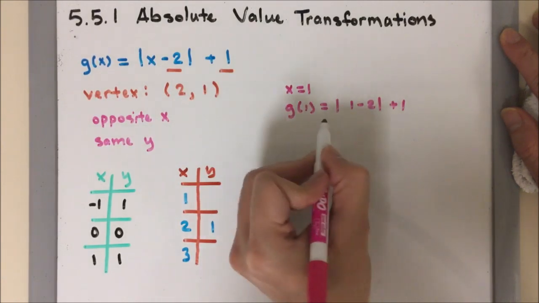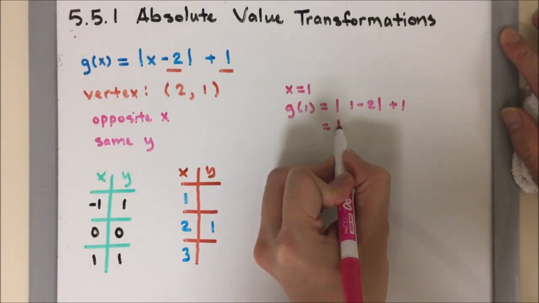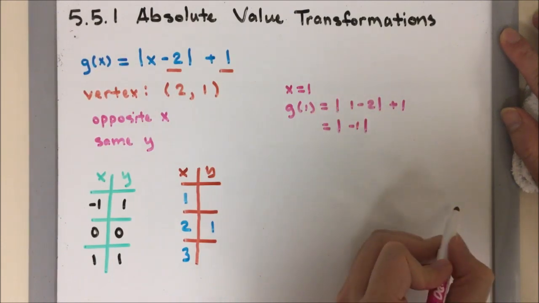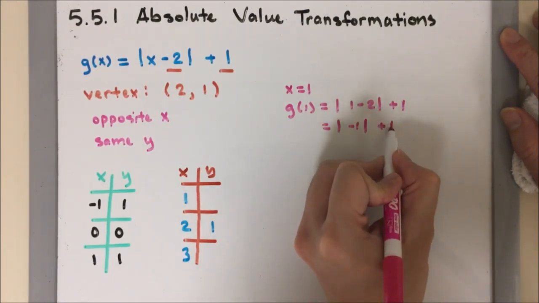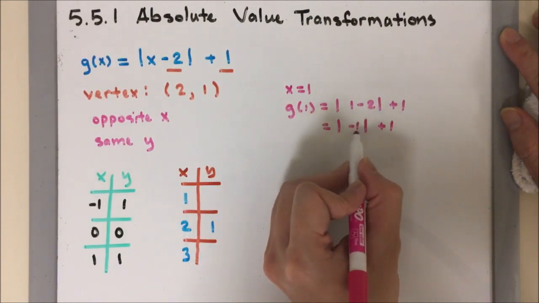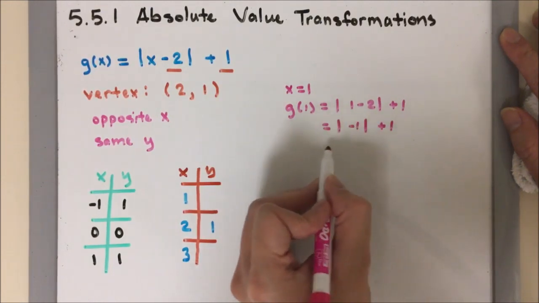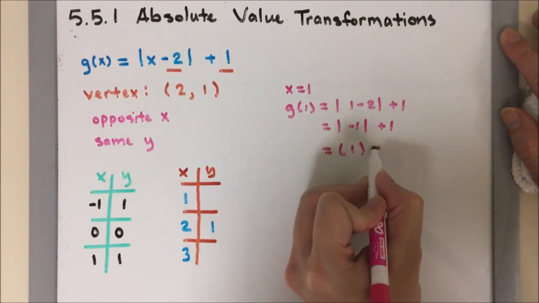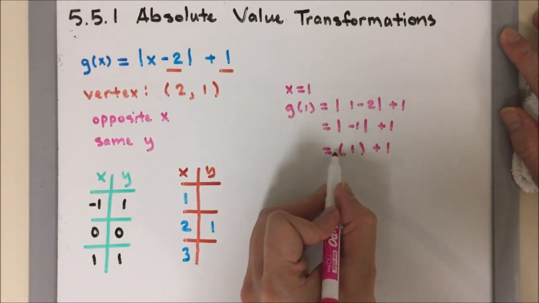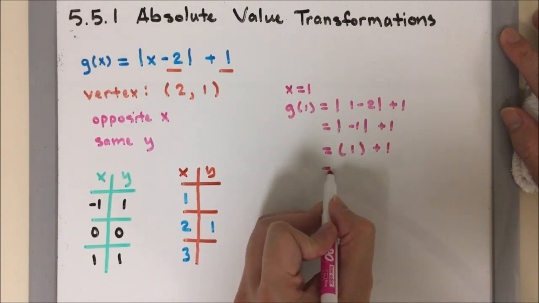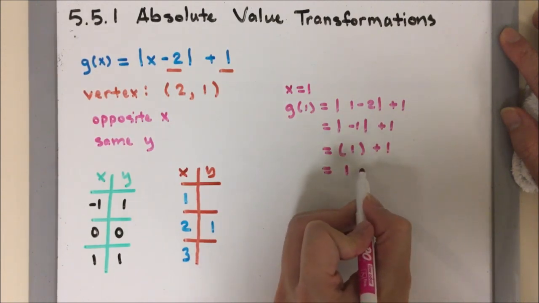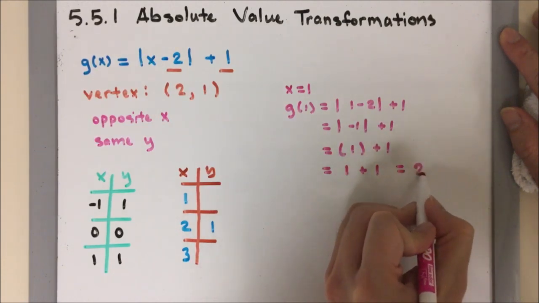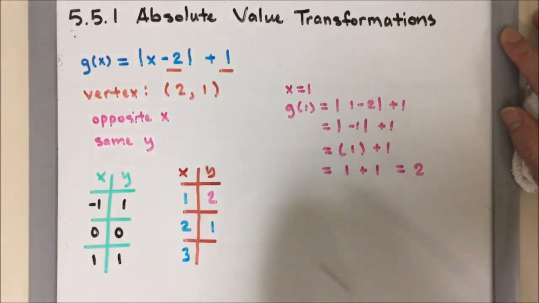So first I'm going to simplify the inside. So I'm still going to have the absolute value. 1 minus 2 is negative 1. Close absolute value, and then the plus 1. And then the absolute value will make the number inside become positive. So parenthesis, positive 1, close parenthesis, and then plus 1. I don't have anything to distribute from the outside, so I will drop the parenthesis and write the positive 1, and then bring down the plus 1. So 1 plus 1 is 2. So let me write 2 here.